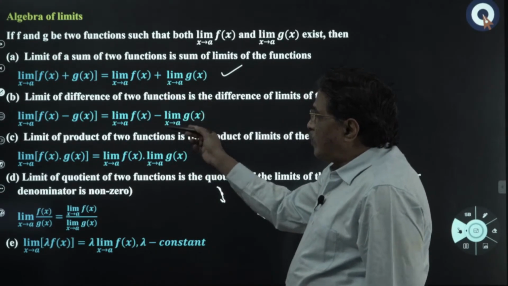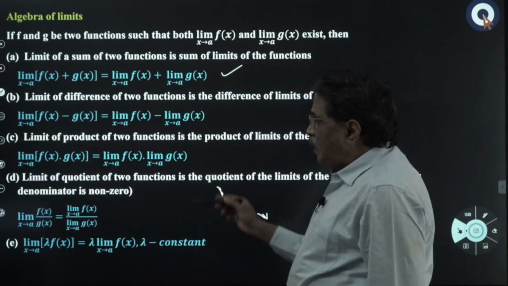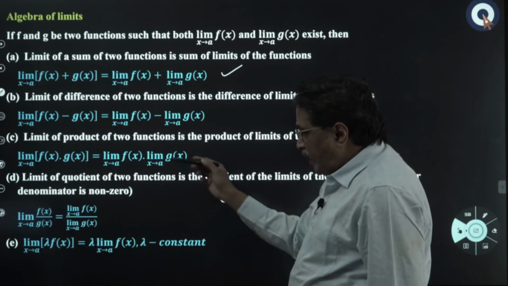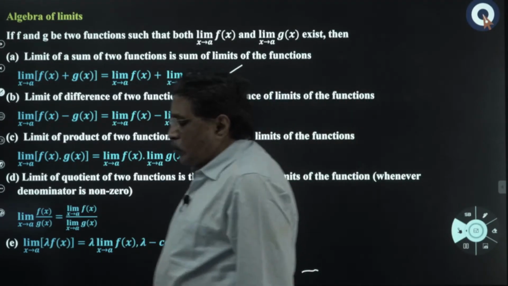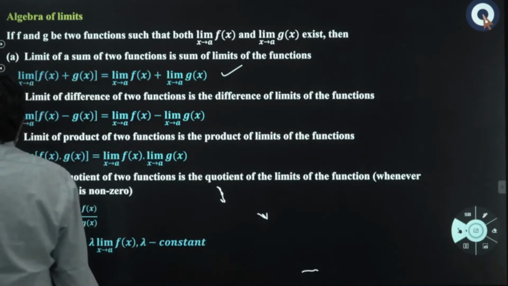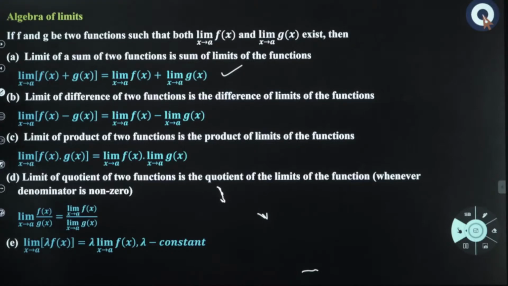Similarly, even if you subtract, it's valid, and for a product it is valid, and for a division also it is valid, provided the denominator doesn't become 0. So this is what it is. If you want, you can later pause and write it down, or it is available everywhere, so there is no need to write it down. It is better to just recall it, and these are all very basic things.